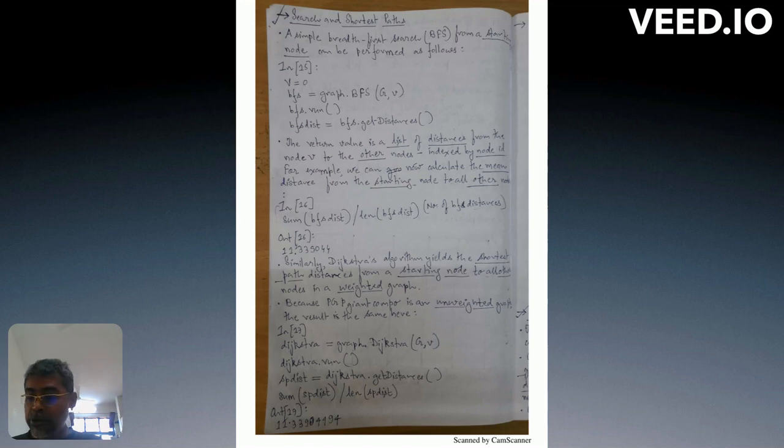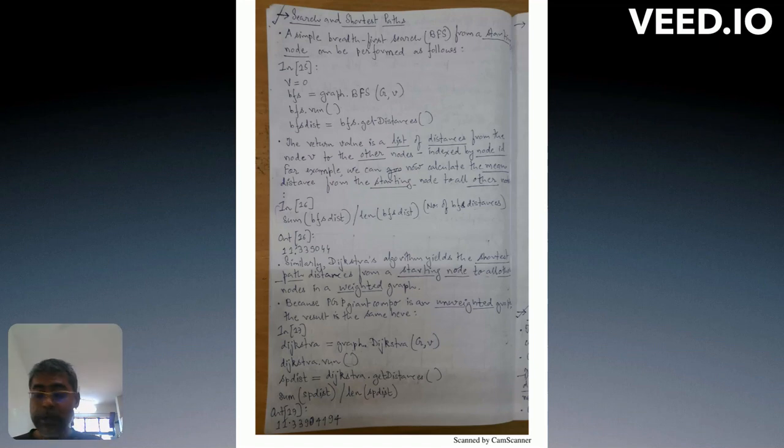Similarly, Dijkstra's algorithm yields the shortest path distance from a starting node to all other nodes in a weighted graph. Because the PGP giant component is an unweighted graph, the result is the same as above. BFS and Dijkstra give pretty much exactly the same result. So again, we have this piece of code, graph.dijkstra. We call this method Dijkstra, passing the two parameters, graph G and the vertex V, and storing the object Dijkstra. Then you call the method Dijkstra.run. Then the Dijkstra.getDistances method returns the value in sp.distance, that is the shortest path distance variable, and it turns out pretty much the same. If you take the summation of all the distances divided by the length of the shortest path distances, it turns out to be 11.3390, as you saw earlier for the BFS computation.